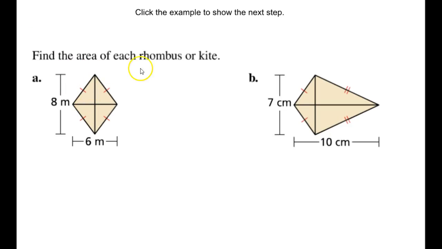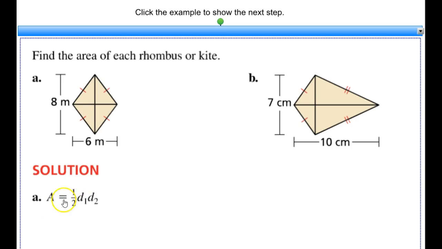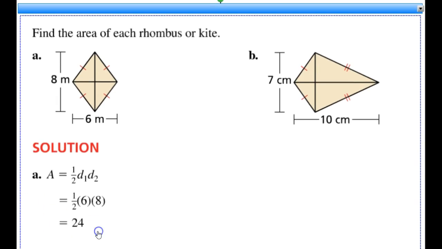So now let's find these areas here. So first I see I have a rhombus because I'm given that all four sides are the same, and I'm given the lengths of both of my diagonals. So I go ahead and I use my area formula, which is 1/2 of the first diagonal times the second diagonal, and I plug in what I know. So I've got 1/2 times 6 times 8, which gives me 24. So the area here is 24 meters squared.